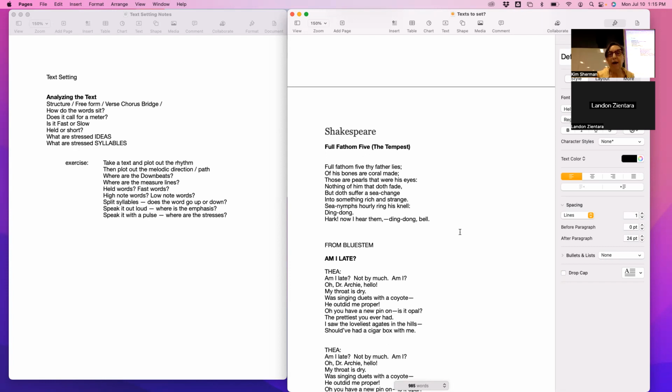Full fathom five thy father lies. Of his bones are coral made. Those are pearls that were his eyes. Nothing of him that doth fade, but doth suffer a sea change into something rich and strange. Sea nymphs hourly ring his knell. Ding dong, hark, now I hear them. Ding dong bell.